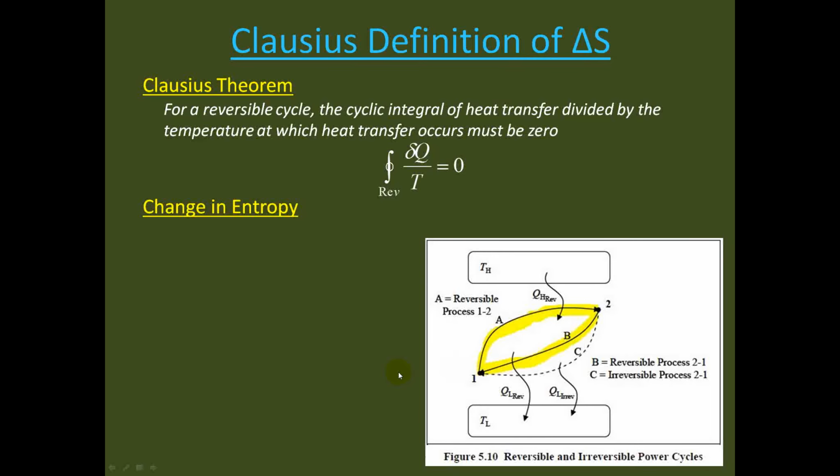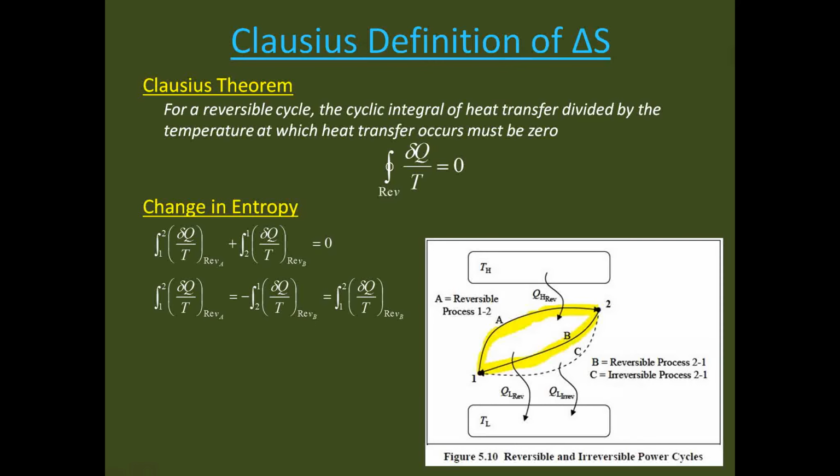If we break the cyclic integral above up, we can get the integral from 1 to 2 of the change in heat transfer over temperature along path A plus the integral from 2 to 1, so going back from 2 to 1, of the heat transfer over temperature of path B. And that will equal 0 according to the theorem.